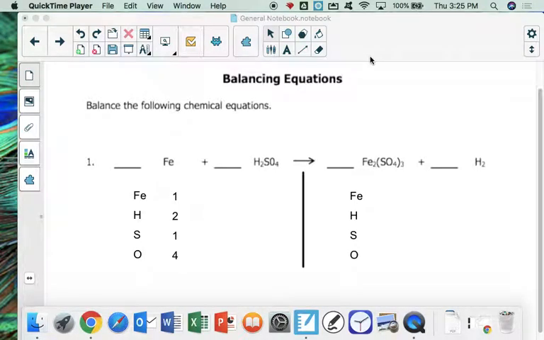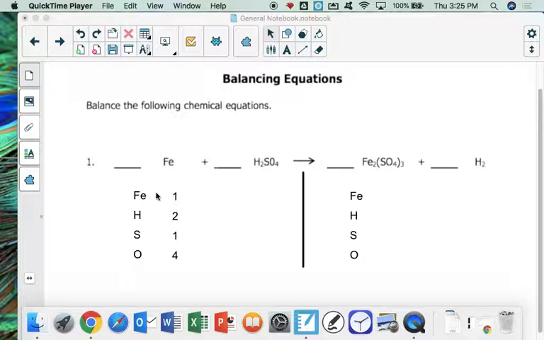All right, here are some instructions for how to balance equations if you need to see it again or if you were absent. First off, I'm just going to do number 1 on the student sheet as an example. And the first step is to always draw a line down the middle of your equation because the reactants and the products should be equal.